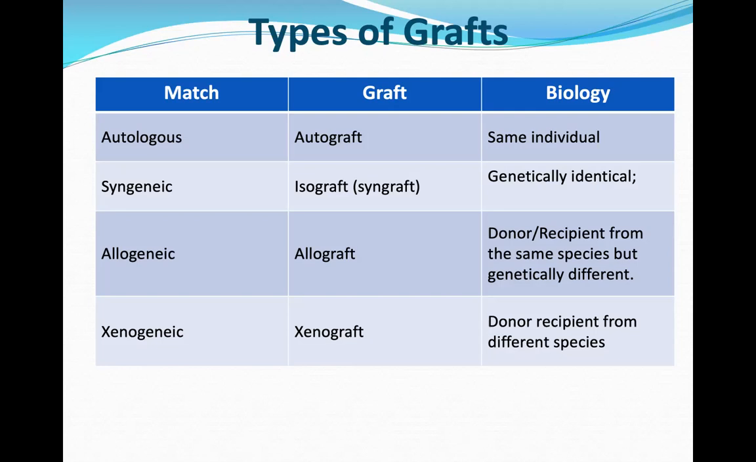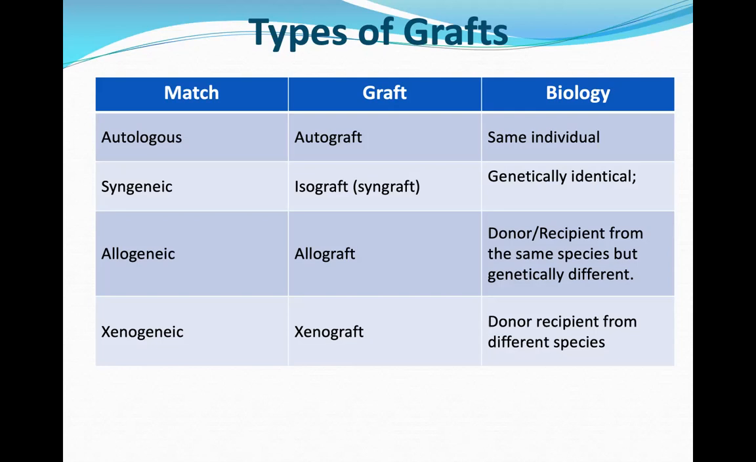The allogeneic graft is the classical rejection scenario where you're receiving a graft from someone who's totally unrelated to you. Because of the HLA differences, your immune response will react to that and reject it. We can overcome this by using immunosuppressive drugs to block that immune system reacting.